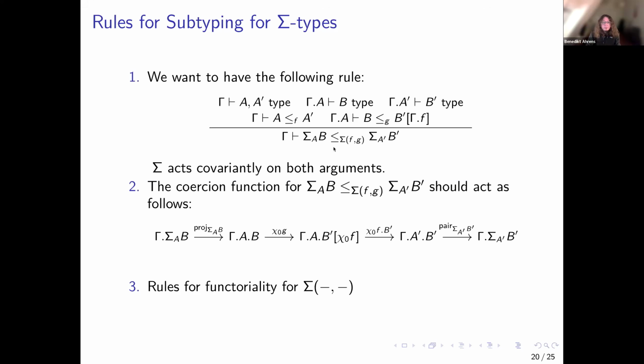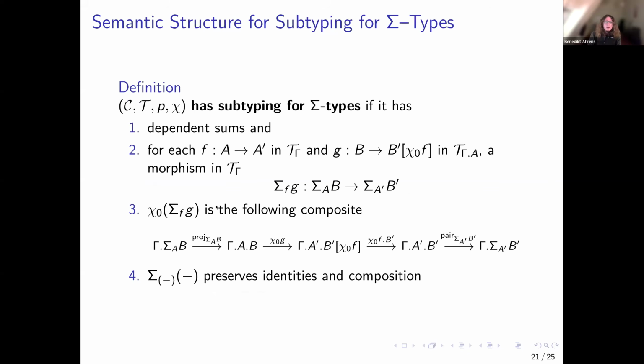Okay, so the rules, I have not written down the rules. They are very complicated. They're in the paper, but they're expressed to make precise this intuition or these ideas. And finally, we want to define also semantic structure on comprehension categories that allows us then to interpret the syntactic rules in such a structure.